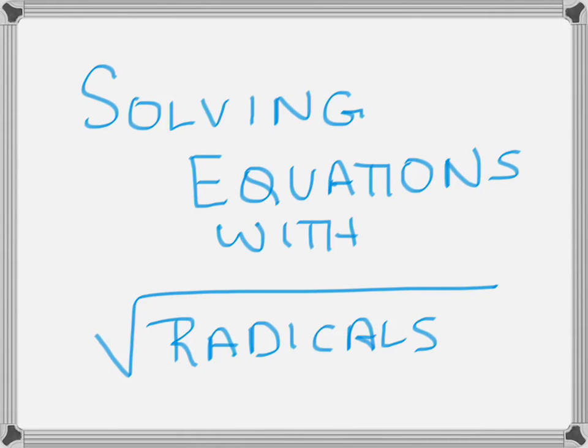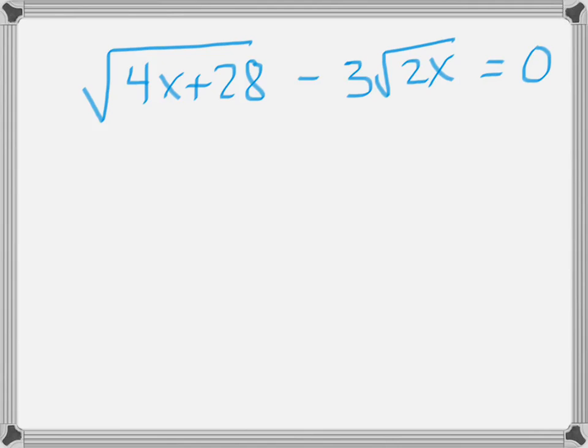Okay, today we're going to be doing solving equations with radicals. So we have the square root of 4x plus 28 minus 3 square roots of 2x is equal to 0. The first thing we have to do is isolate the radicals. So we put one radical on each side of the equal sign.